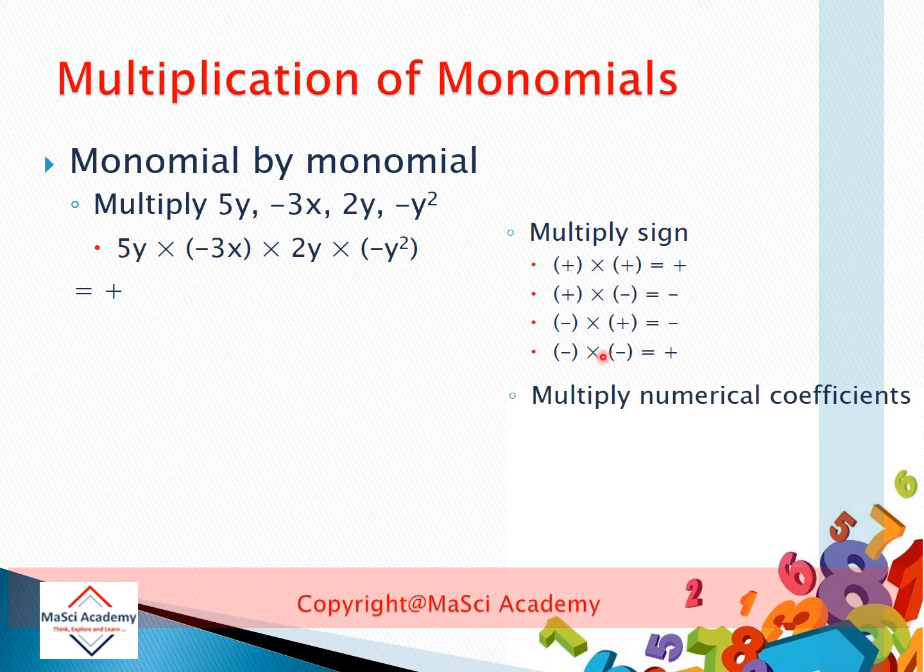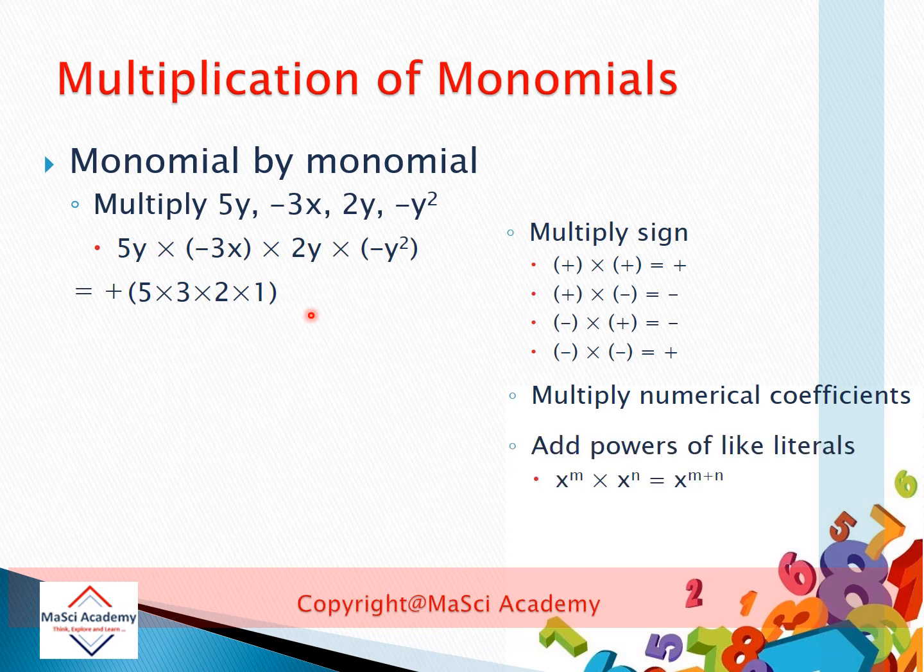The second step is to multiply all the numerical coefficients. What is a numerical coefficient? If you need to know the details, you may refer to the video on Algebra Part 2. So let's multiply all the numerical coefficients of the monomials. 5 multiplied by 3 multiplied by 2 multiplied by 1.